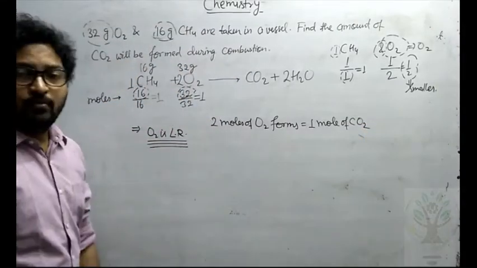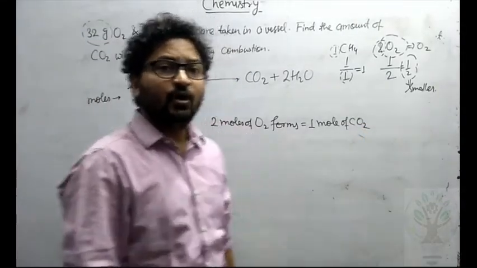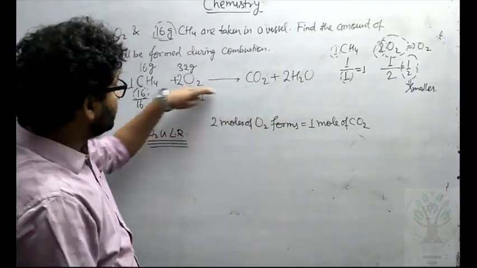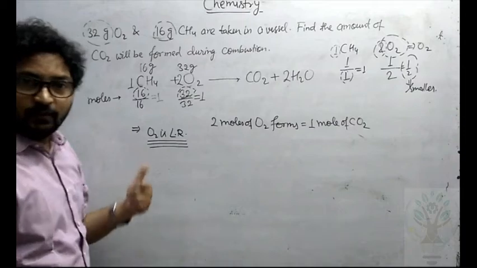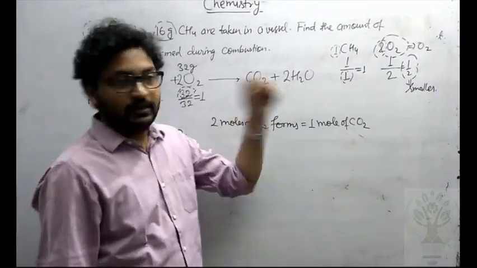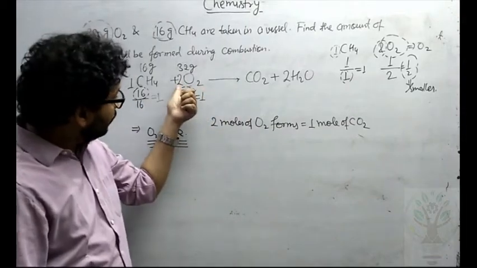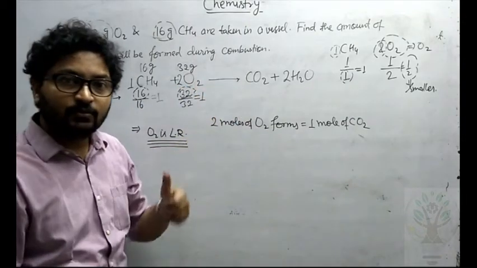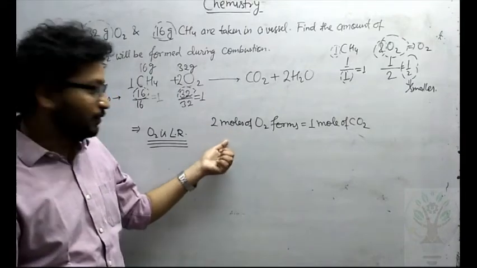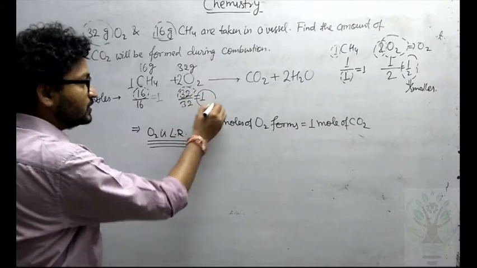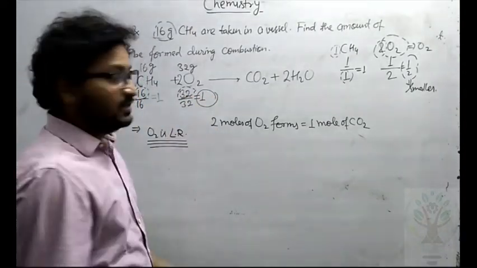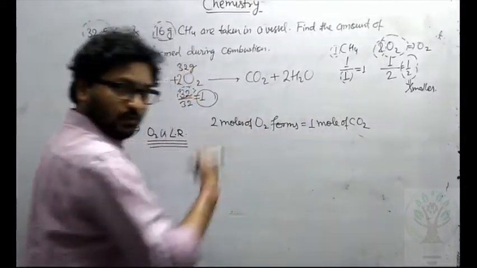Now I am writing: 2 moles of O2 forms 1 mole of CO2. How did I write this? I wrote this because of this relation. See, in this relation, what is written? 1 CH4 reacts with 2 O2 to give us 1 CO2 and 2 H2O. It means whenever 2 O2 react, I will get 1 CO2. Clear? But do I have 2 moles of O2? No. I have just 1 mole of O2. I am poor this time. So 2 moles of O2 forms 1 mole of CO2.